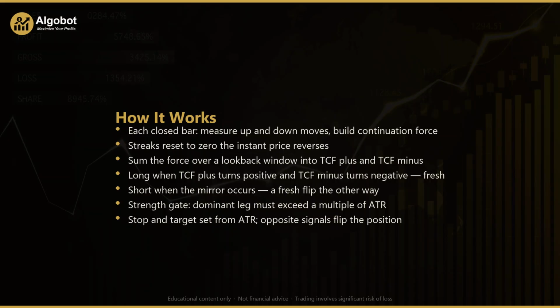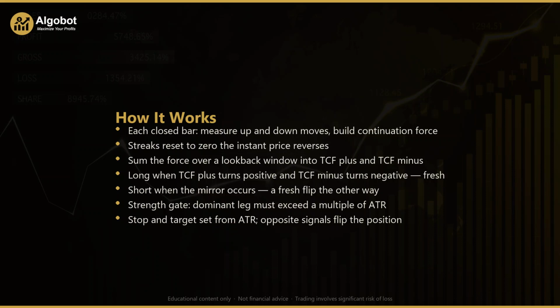The expert advisor acts once per newly closed bar, so it never reacts to an unfinished candle. For every bar, it measures the change from the previous close. A positive change is recorded as an up move and a negative change as a down move. Then it builds the continuation force. As long as price keeps rising, the up moves are added together into a growing up streak.